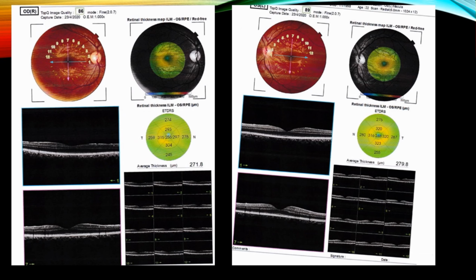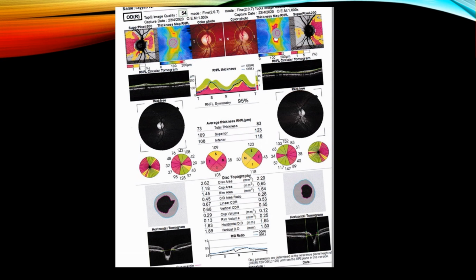We ordered an optical coherence tomography, which showed normal foveal contour and thickness, with a foveal thickness of 255 microns in the right and 248 microns in the left eye. There was no abnormality detected in the foveal region that could be a cause for his visual loss.